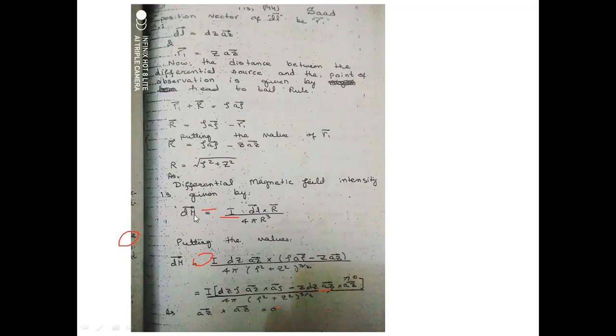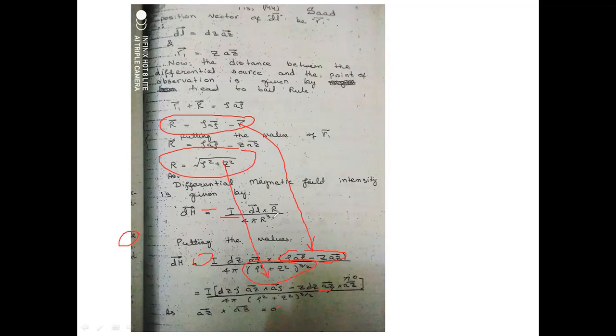I dl cross r. Here, this is actually the cross product, not simple multiplication. dl is a vector and r is a vector, so it is the multiplication of two vectors, a cross product, divided by 4 pi r cube. Putting in the values of r and the r magnitude. So dh is equal to I dl cross r. Here this is the r vector, and this is the r magnitude.